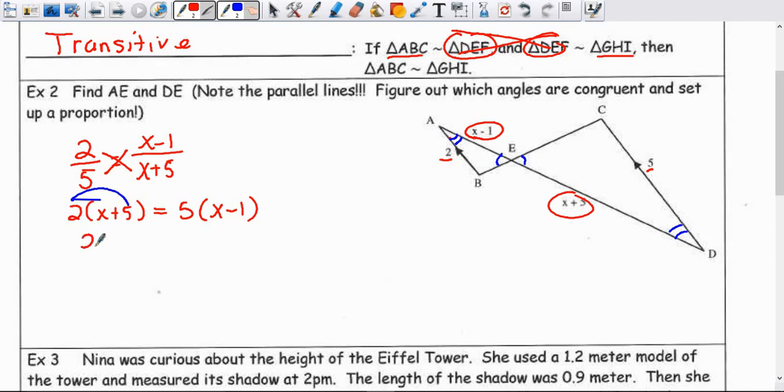So we get 2 times x, which is 2x. 2 times 5 is 10. All right. Do the same thing over here. 5 times x and 5 times negative 1. So 5 times x gives us 5x. 5 times negative 1 gives us negative 5.